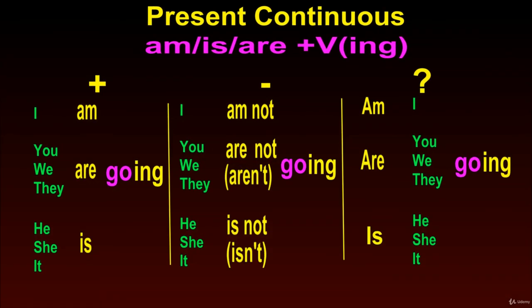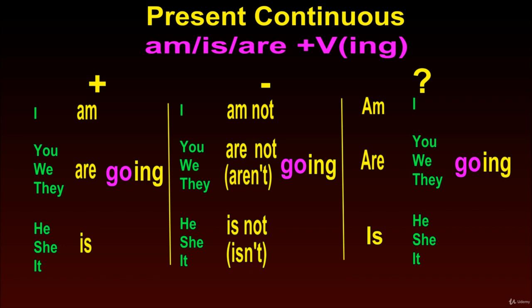We form the present continuous tense with the help of the verb to be and the main verb with ing ending. So if you want to say the sentence in the positive form, you have to say I am going, you, we, they are going, and he, she, it is going. If you want to say the sentence in the negative form, you have to add the particle not to the verb to be, that is, I am not going, you, we, they are not going or aren't going, and he, she, it is not going or isn't going.